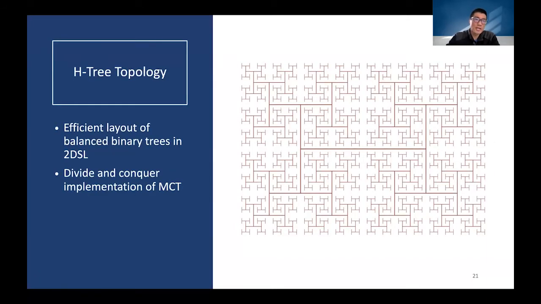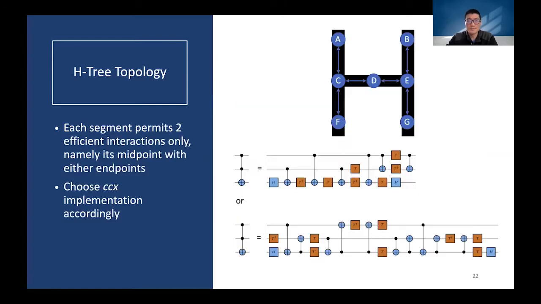So first, let's take a look at what H-tree topology is. It's actually a very simple structure, especially for the 2D square lattice topology. H-tree topology is essentially an efficient layout of a balanced binary tree in a 2D square lattice. You can see there are a lot of H shapes embedded in this 2D square lattice, a fractal H shape rather, that can help us carry out divide-and-conquer implementations for our MCT on the 2D square lattice.